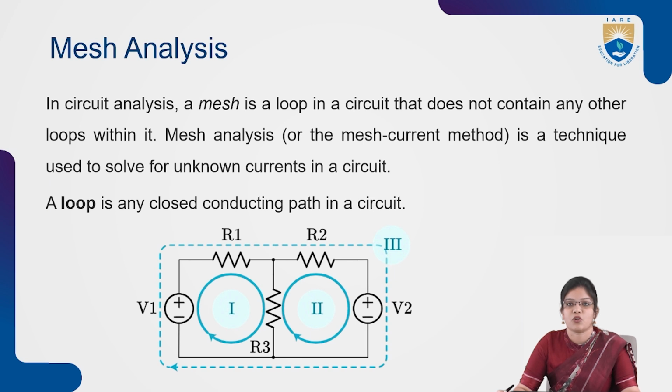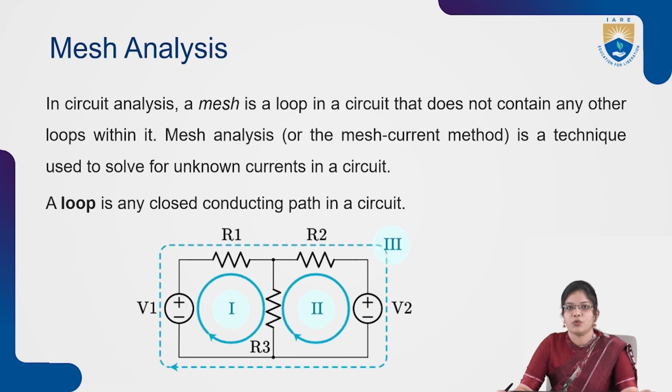Today I am here to deliver a lecture on mesh analysis. So first, before solving the mesh analysis problems, we have to know what a mesh is. What is the difference between mesh and loop? Generally, a mesh is a closed path which allows the flow of current. A loop is also similar to a mesh: a loop is a closed path which allows the flow of current.